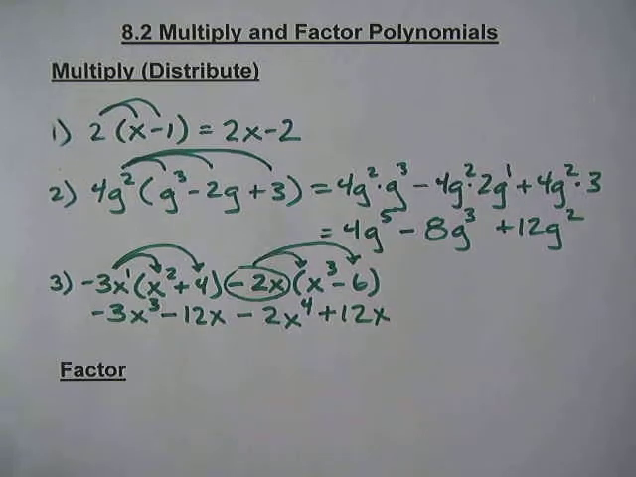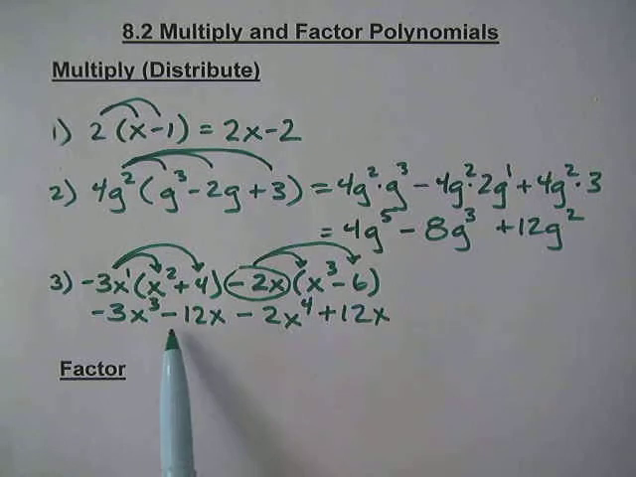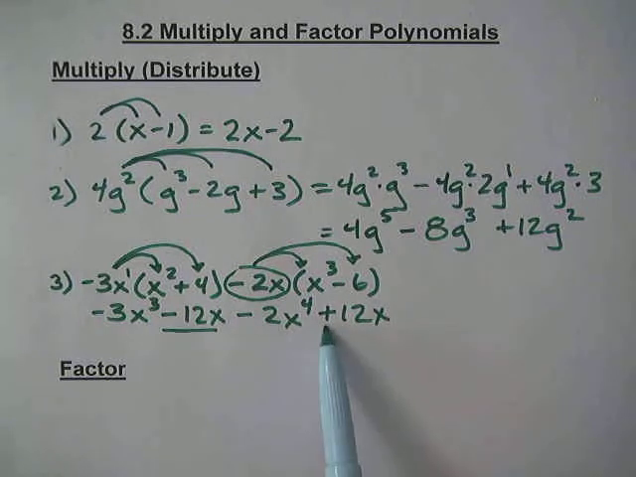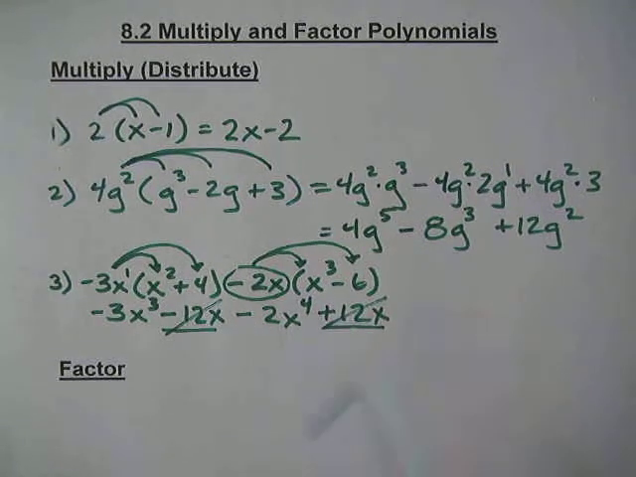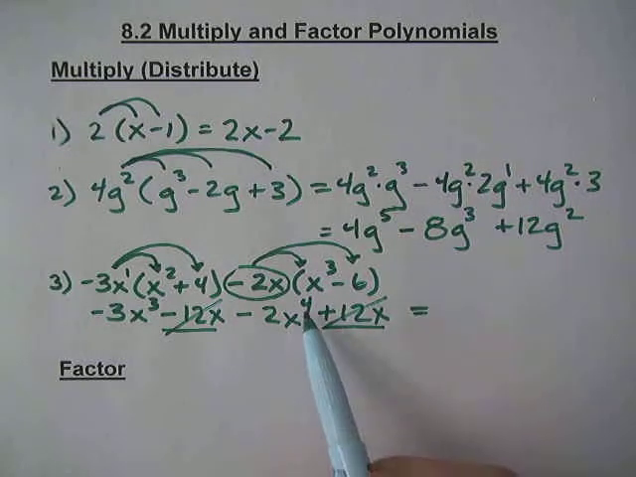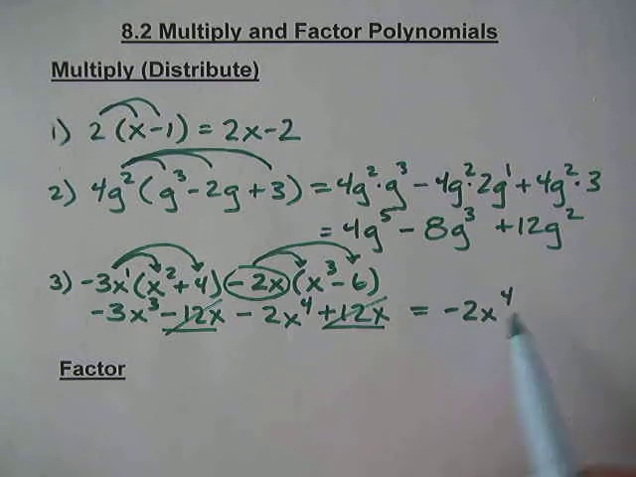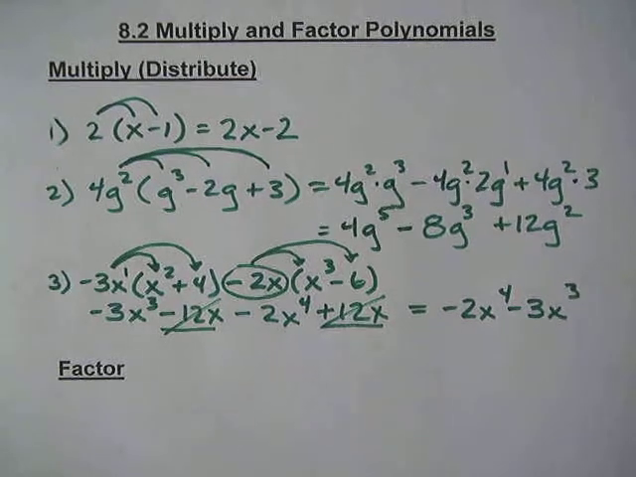Now one of the things that you have to always do is look at what you're left with and see if there's anything you can simplify. So as I look at this, I notice I have some like terms. Here's a like term, and here's a like term. And what is negative 12x plus 12x? Well, it's nothing. They cancel out. That's nice. So I'm left with, and I'm going to put this in numeric order, highest exponent first, negative 2x to the fourth minus 3x to the third.